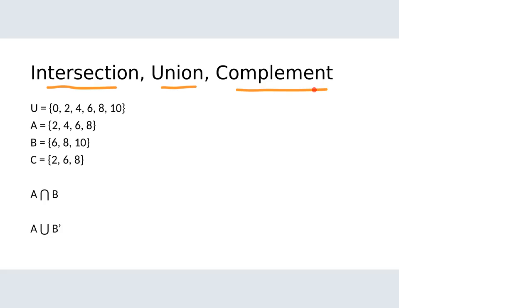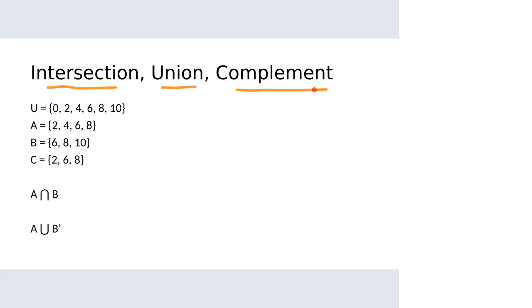Here we're given 4 sets. Our universal set is 0, 2, 4, 6, 8, 10. Set A is 2, 4, 6, 8. Set B is 6, 8, 10. And set C is 2, 6, 8. And we're asked for 2 things down there at the bottom. We're going to do these together. It's perfectly fine with me if you want to try them on your own, but hang in there a minute.